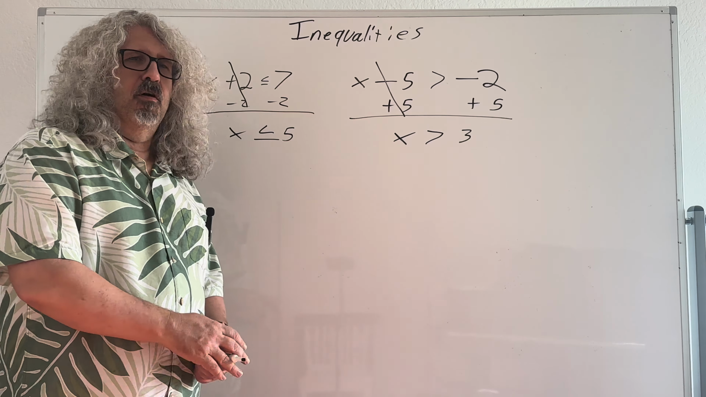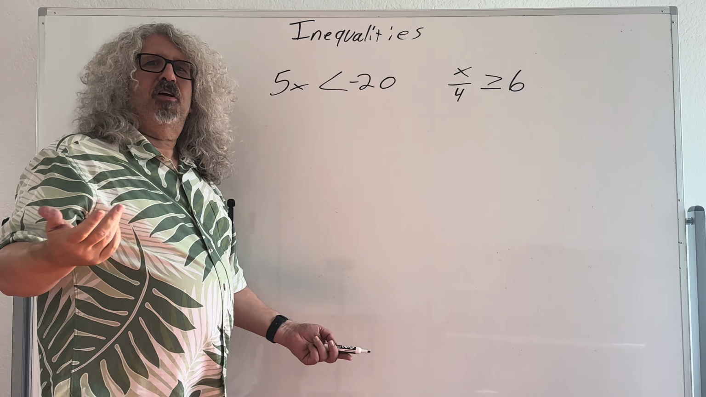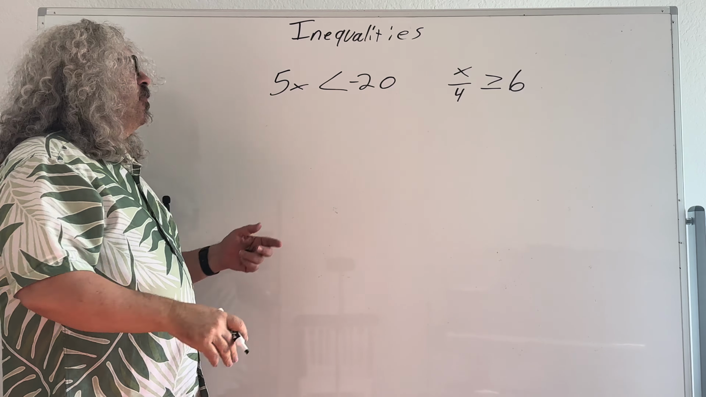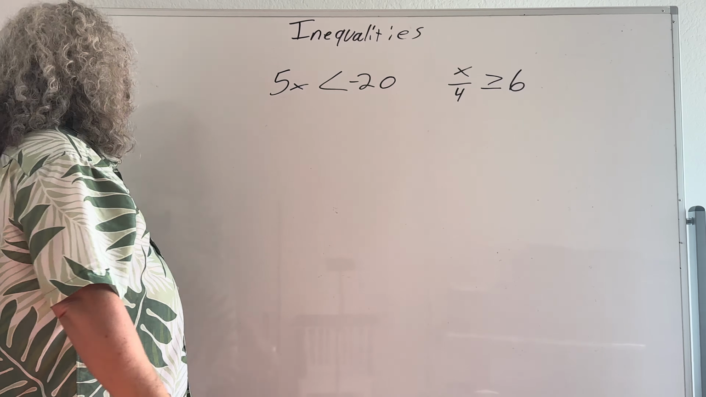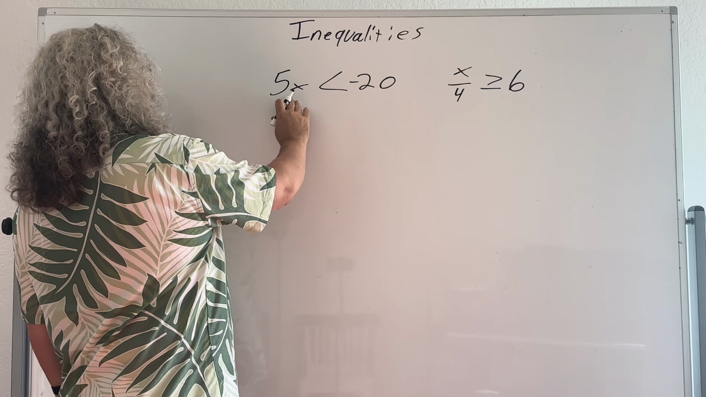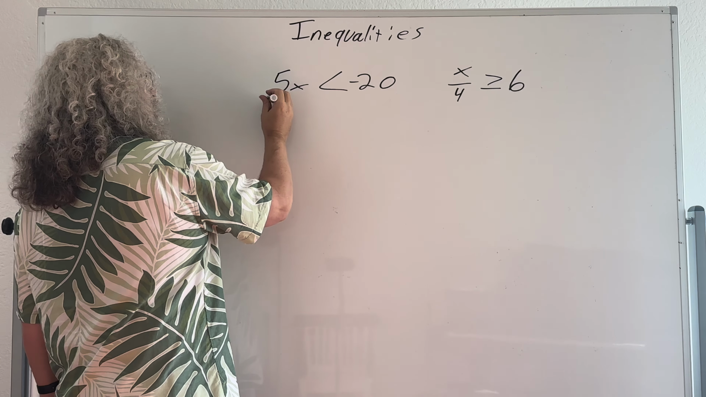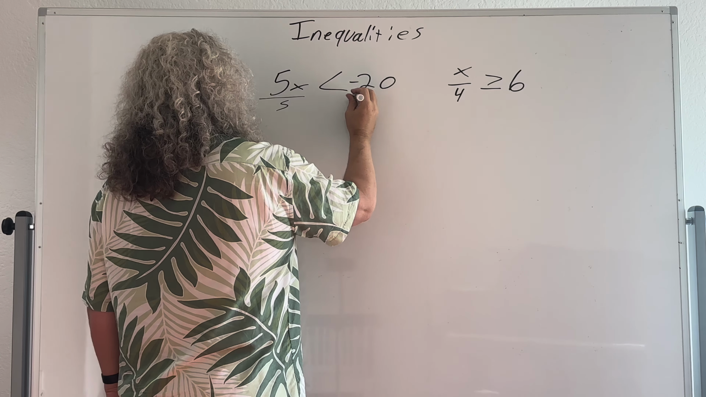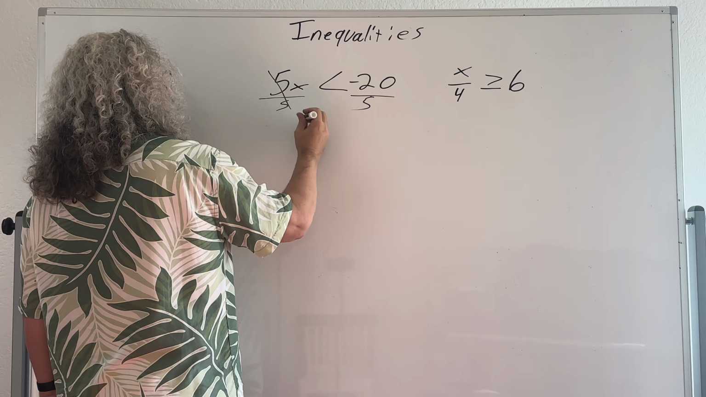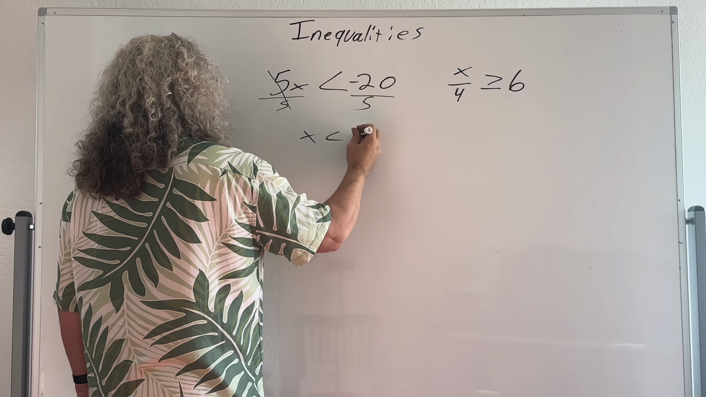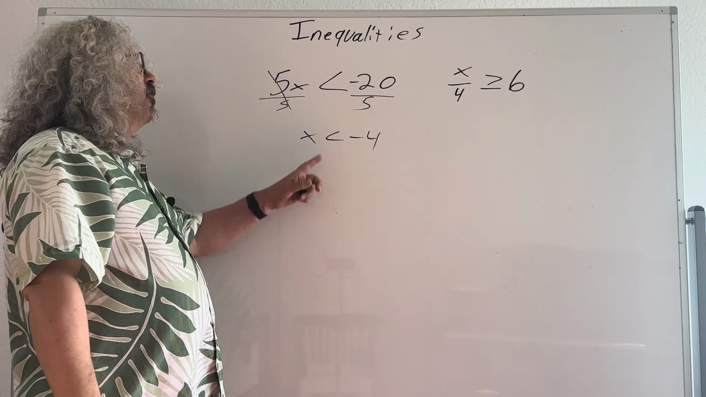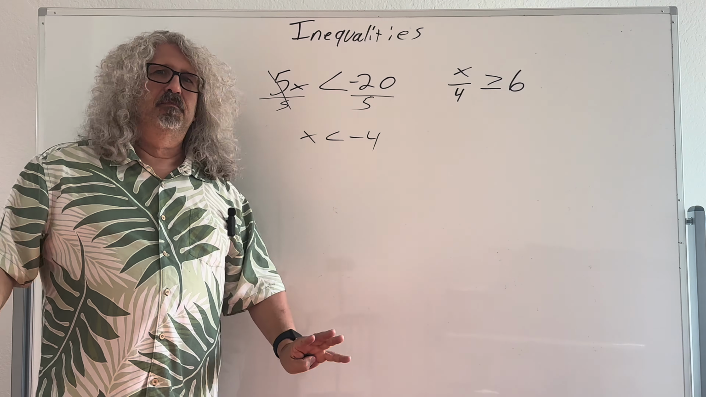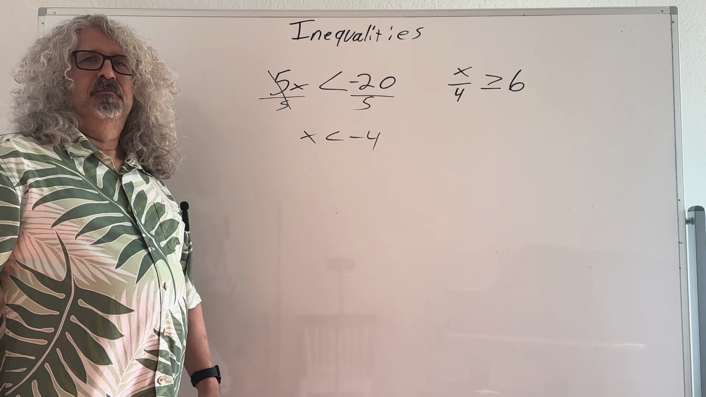Okay, let's get a couple more on the board. Here's a couple more one-step problems, but this one's going to deal with multiplication. 5x is less than negative 20. Well, I'm going to divide each side by 5, and I'm just going to pretend like that's an equal sign, and I'm just going to drop it down, and I get negative 4. But wait, there's a negative. I thought, no, you don't. You just keep going, okay?